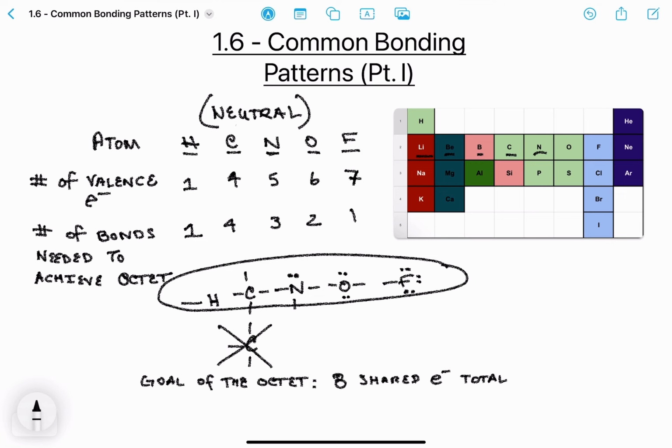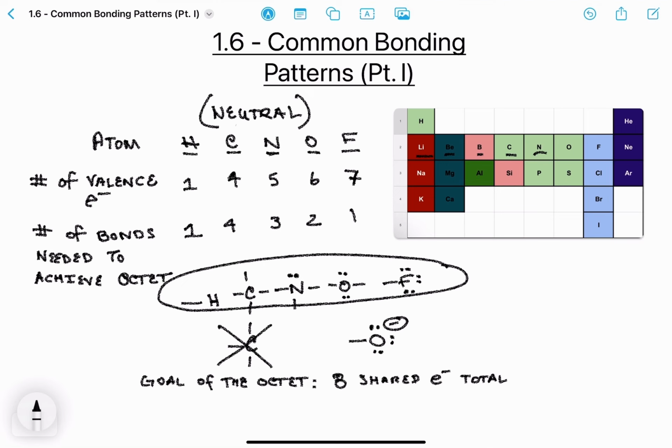Nitrogen is the same thing, and it needs 3 bonds and a lone pair for it to be neutral. Oxygen, if I give you oxygen with just 1 bond, we know that it's not going to be a neutral oxygen. It's going to be negatively charged. We'll talk about the bonding patterns later, as well as formal charge.